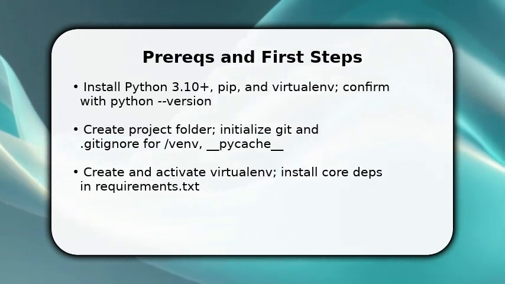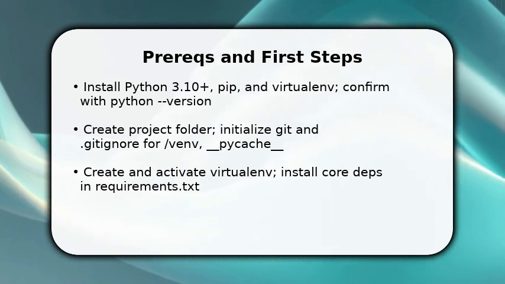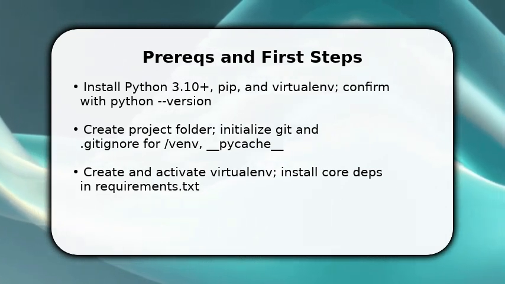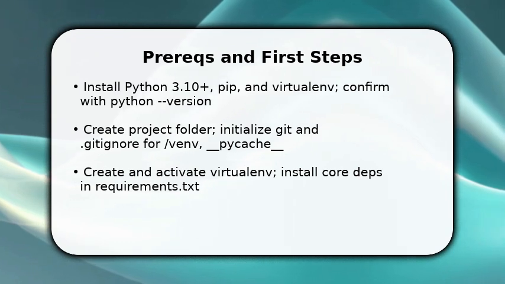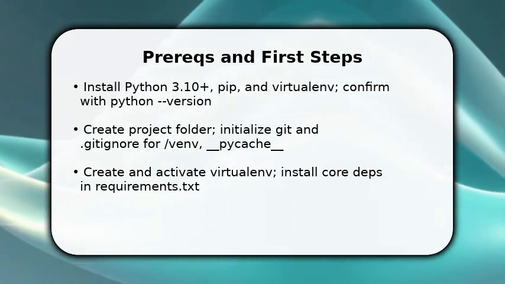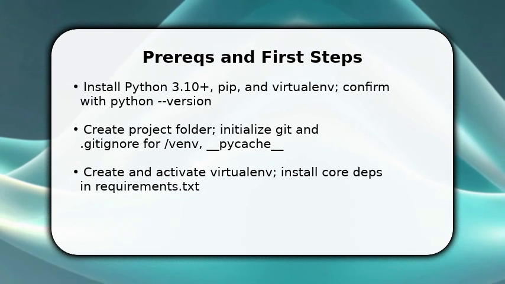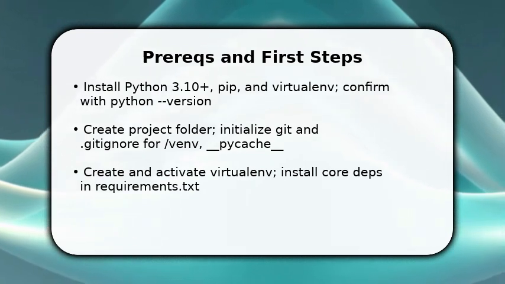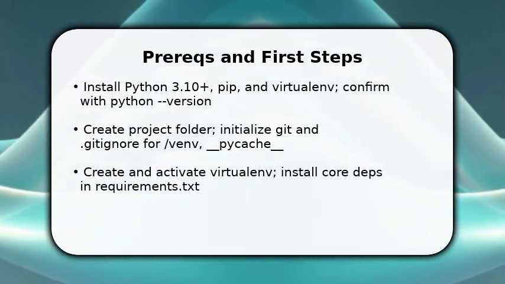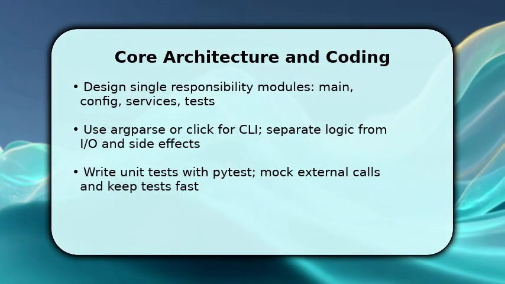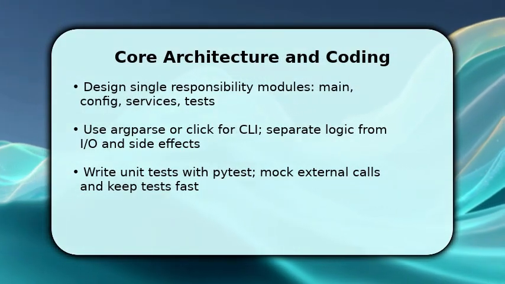Next, write a requirements.txt with only the libraries you need. This makes installs reproducible. Make sure to run pip install -r requirements.txt and confirm imports in a quick REPL test before moving on.